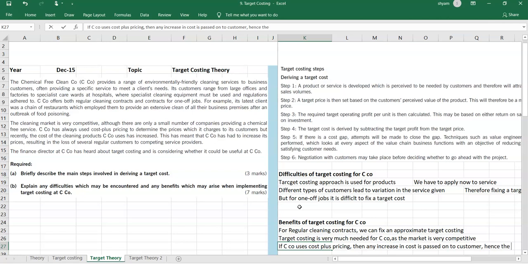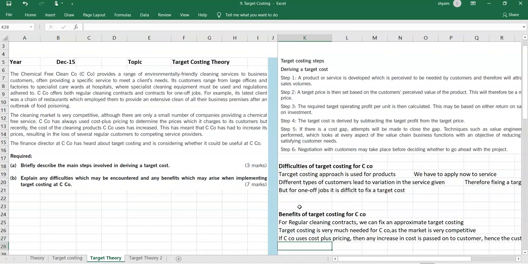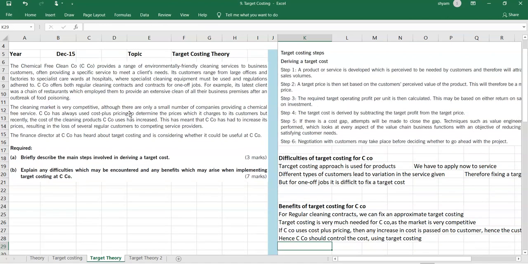Hence, the customer might approach our competitor, and we might lose them. So that is a huge problem. That is why CCO should control the cost using target costing. So that's about this question.